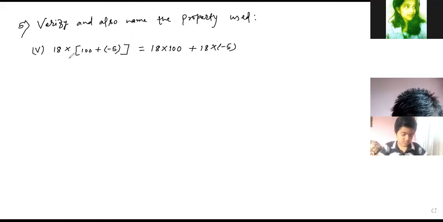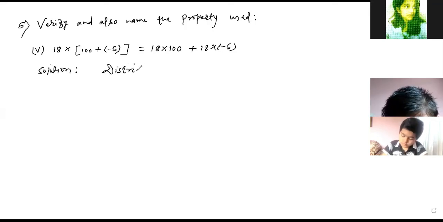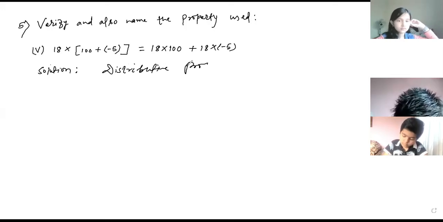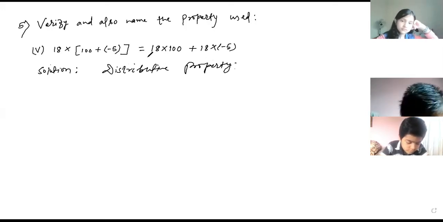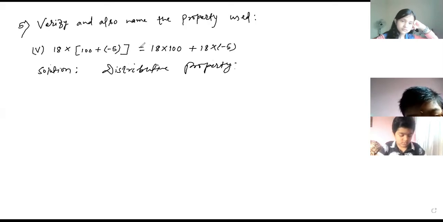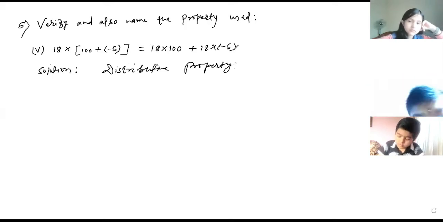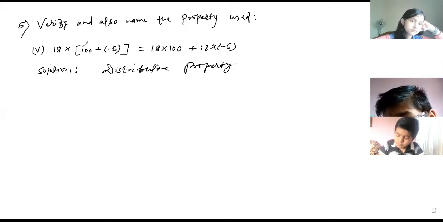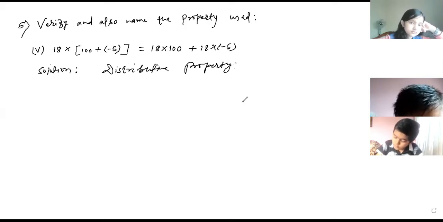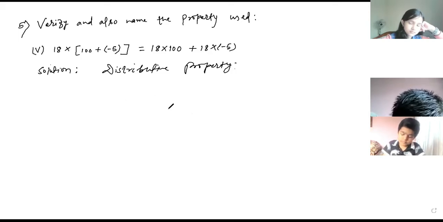At the very first, tell me the name of this property. The distributive property of addition. Of course, this is the distributive property. Now, verify means what? Before the equal sign is the left side, and after the equal sign is the right side. We have to calculate the sum on both sides, left and right. When you get the same answer for the left side and the right side, the given equation will be verified.